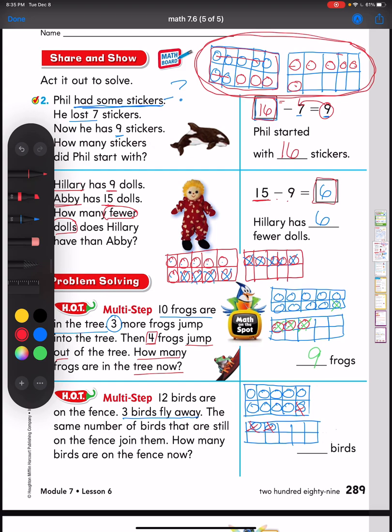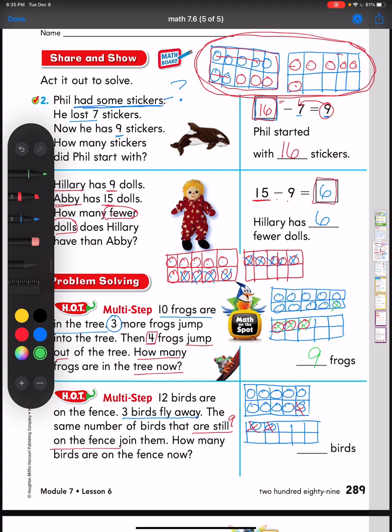I took 2 away, left me with 10. 1 more away is 9. I have 9 birds left. But then it says the same number of birds that are still on the fence. What did we say are still on the fence? 9. They join them. That means 9 more birds come and join them.